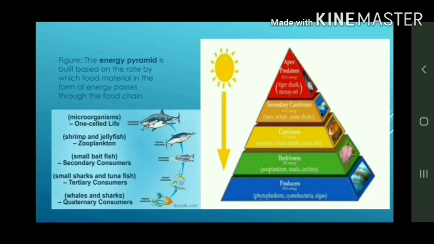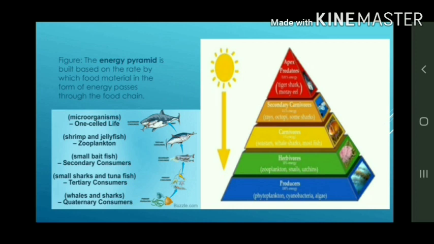So the figure represents the energy pyramid. It is built based on the rate by which food material in the form of energy passes through the food chain. Okay, in our image, it's the representation of an oceanic energy pyramid. So the image of an energy pyramid is directly connected to the food web, which is composed of several interconnected food chains that involve more organisms.